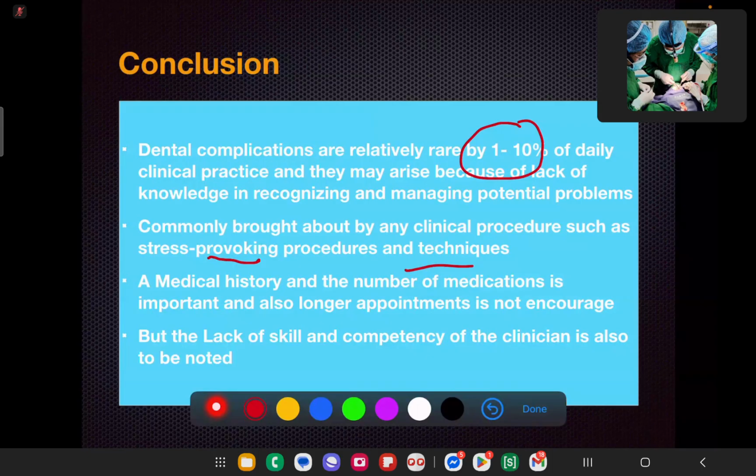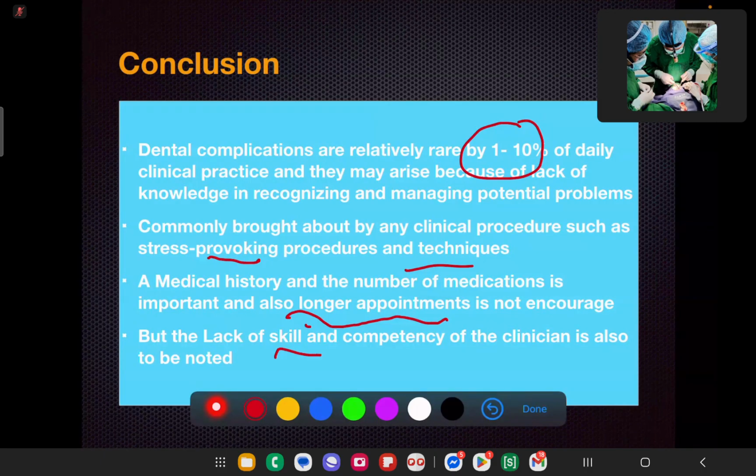And of course, a medical history and a list of medications is very important for you to be able to check the medical profile of your patients. If your patients are medically compromised, you have to avoid longer appointments. Don't prescribe longer appointments for your medically compromised patients. It's better to do them under general anesthesia if you have a lot to do. And of course, what is important is the lack of skill and competency of the clinician, the dentist.